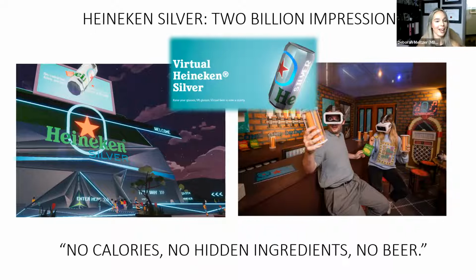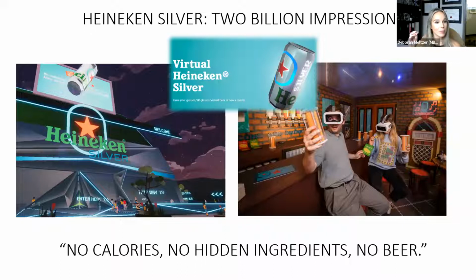So how are we going to have this crazy marketing campaign? It was a very ironic and self-aware campaign. Their advertisements included no calories, no hidden ingredients, no beer. People were making fun of it, but people were talking about it. And they got over 2 billion impressions on social media because they were deliberately making fun of themselves, but everyone was talking about Heineken Silver beer.